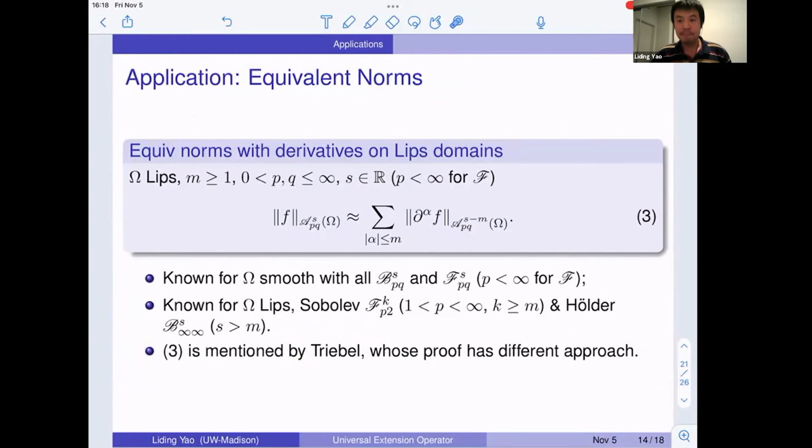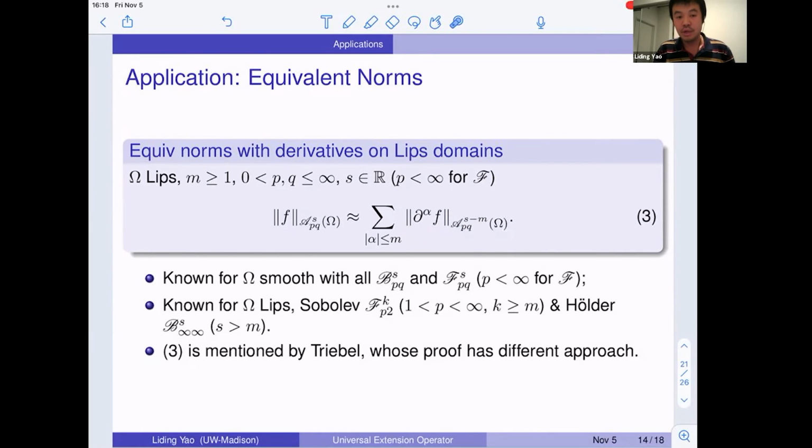But we can do something more. By studying the Rychkov extensions, we are able to prove the equivalent norm results. So if we have a bounded Lipschitz domain, then we show that for every Besov or Triebel-Lizorkin space, where of course p needs to be smaller than infinity for the Triebel-Lizorkin space, we are able to show that the norm of the original function is bounded by the norm of its derivatives.